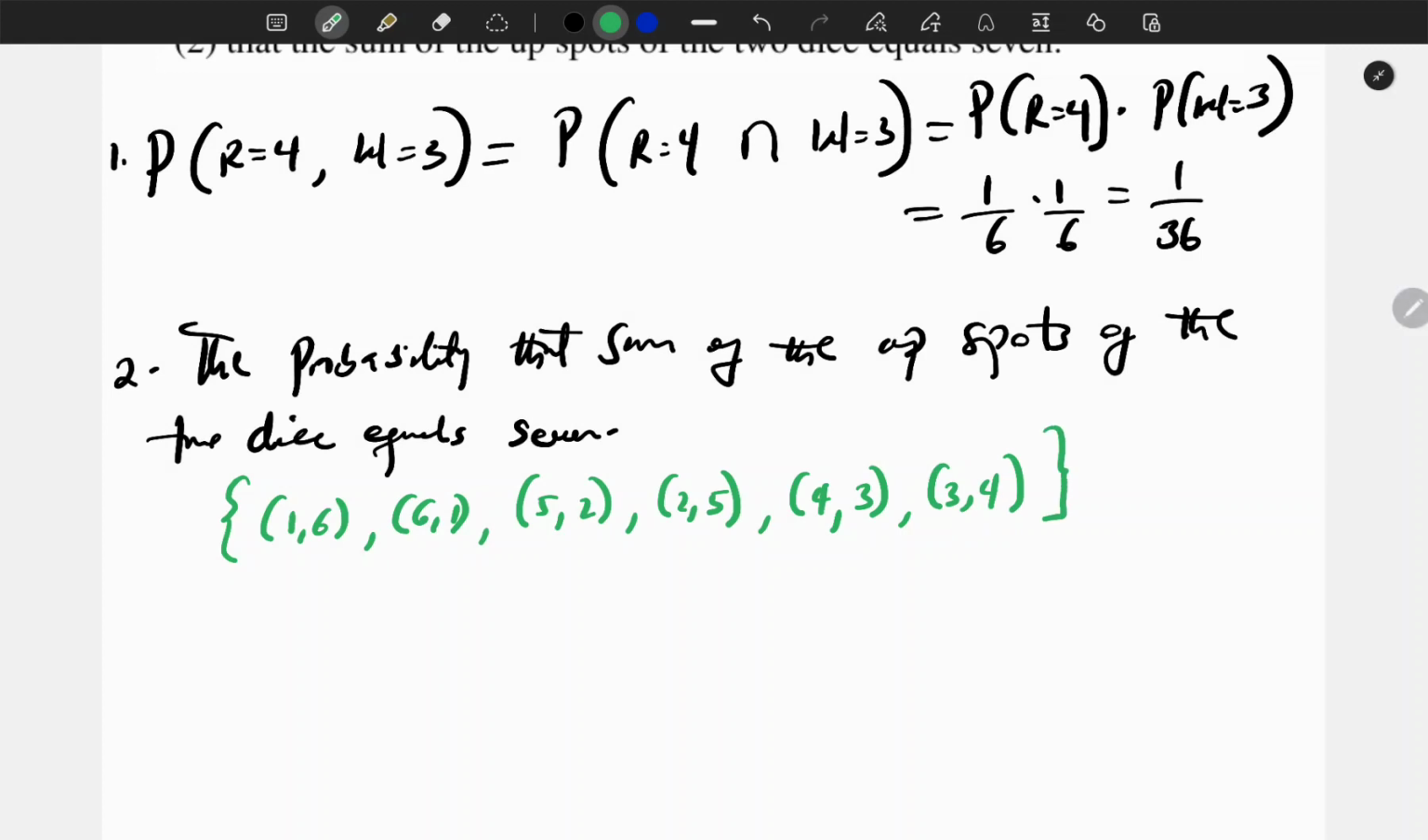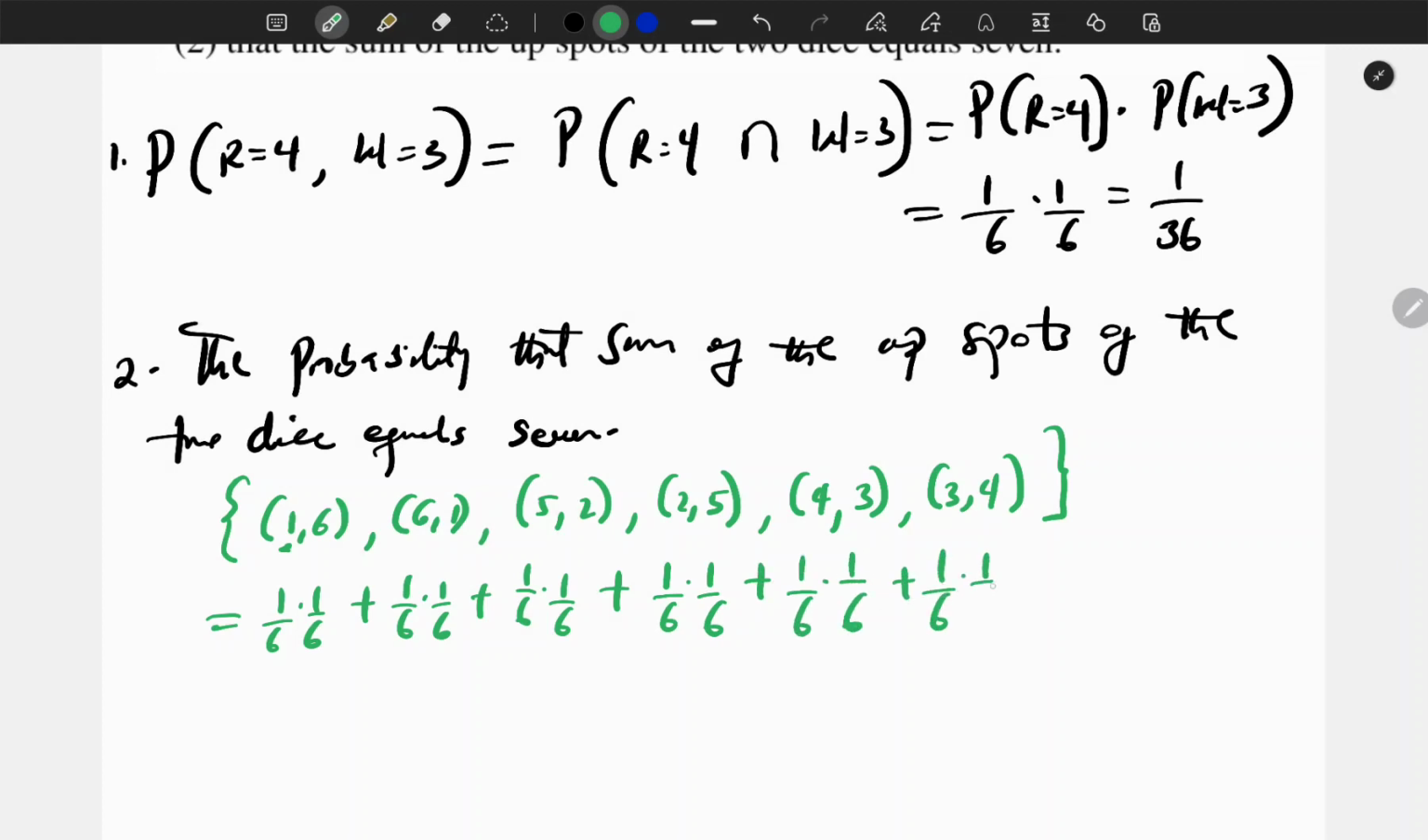Okay, and then if we take the probability of these, since they are independent, for this we have 1 over 6 times 1 over 6, plus 1 over 6 times 1 over 6, plus 1 over 6 times 1 over 6, plus 1 over 6 times 1 over 6, plus 1 over 6 times 1 over 6, plus 1 over 6 times 1 over 6, and that's 1, 2, 3, 4, 5, 6, that's 6 over 36, and this equals 1 over 6.